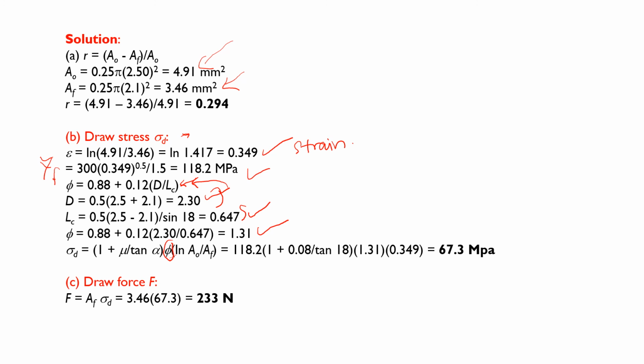After you already have all the values here, since this one is given, this one is also done, and this one you also have, then you just put everything inside the equation, and then you will get the answer here. And the final one is the draw force. So draw force is A final times the draw stress. Since draw stress is already there, and A final you also already have, you can just calculate directly and you will get the value 233 Newton.